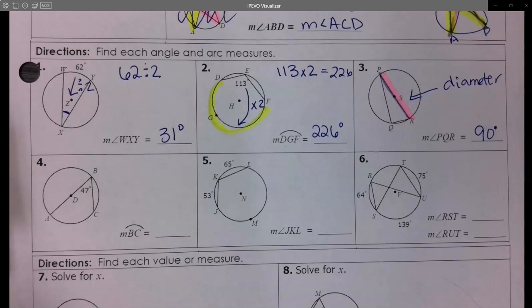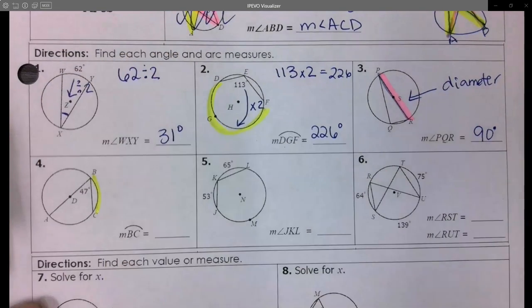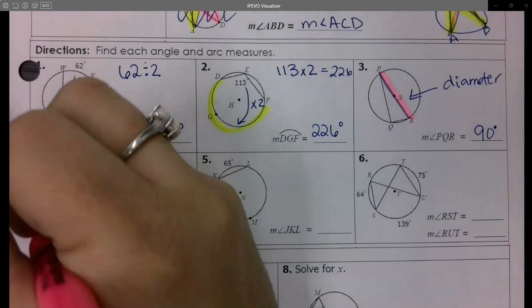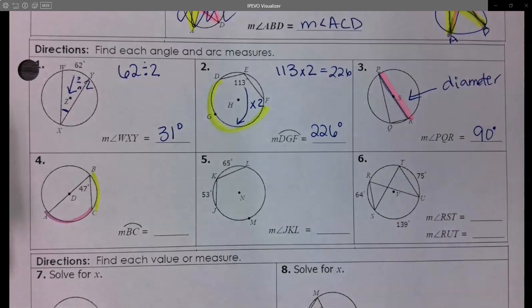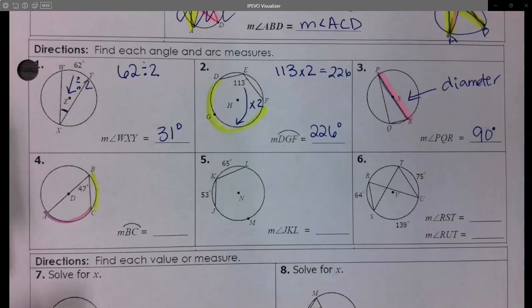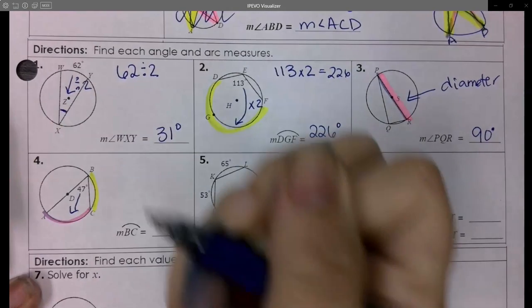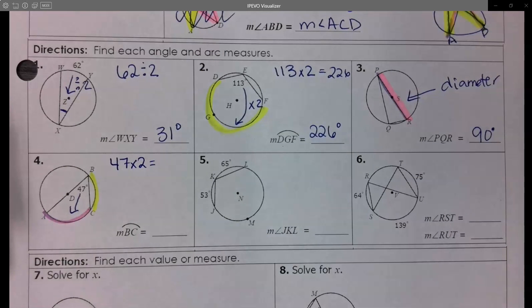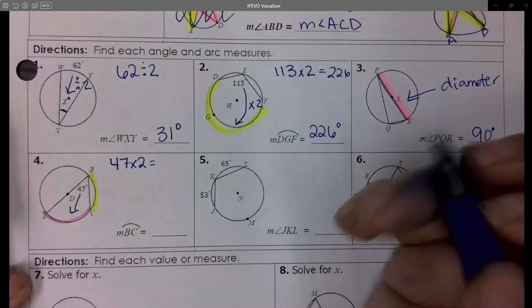Number 4 wants me to say the measure of arc BC, which is right here. So what I'm going to do on this one is I'm first going to find the measure of arc AC, and then I'm going to subtract from 180 because there's a straight line one right here. So to go from the angle to the arc, I want to multiply by 2. Which will get me 94.